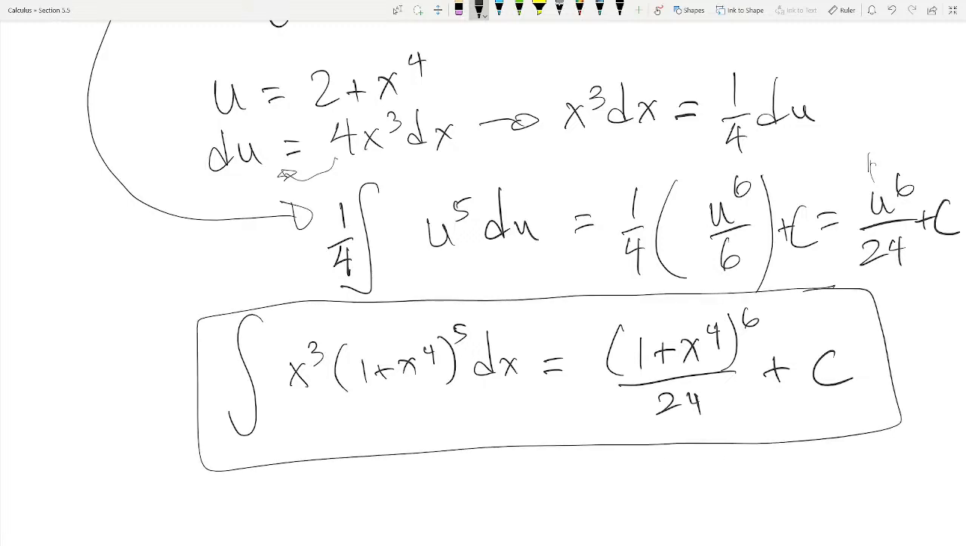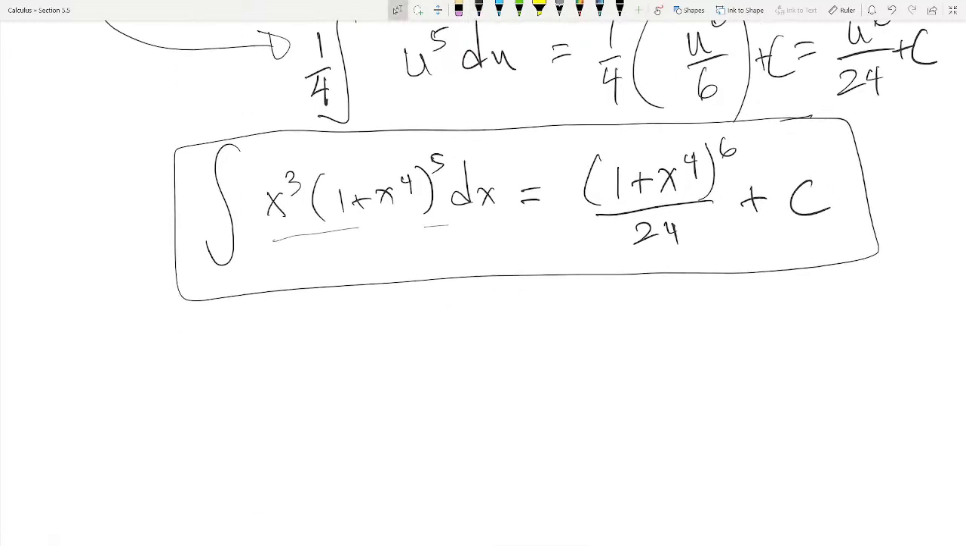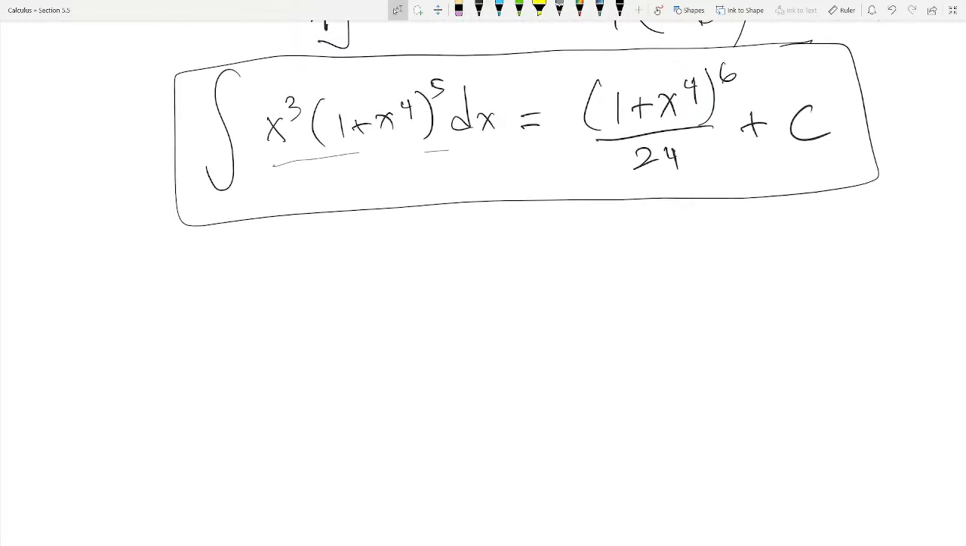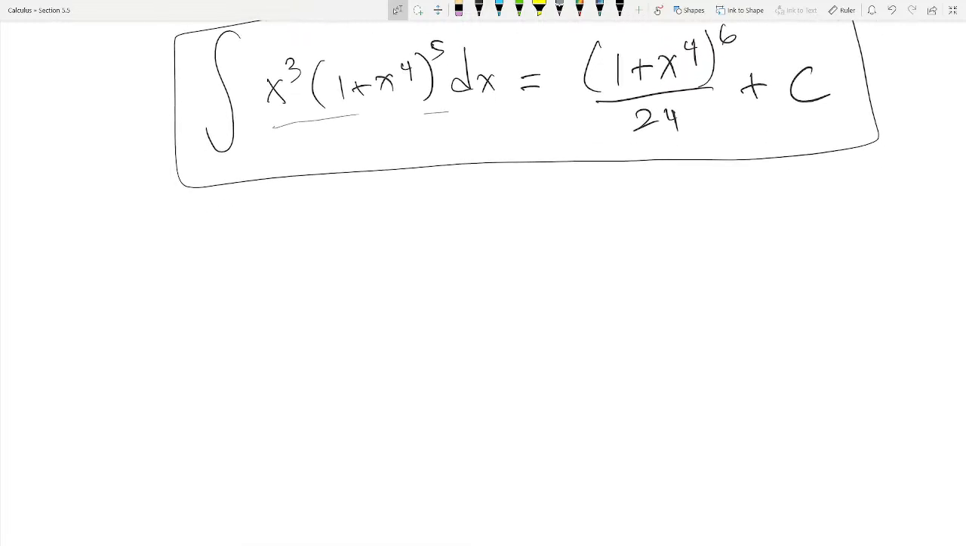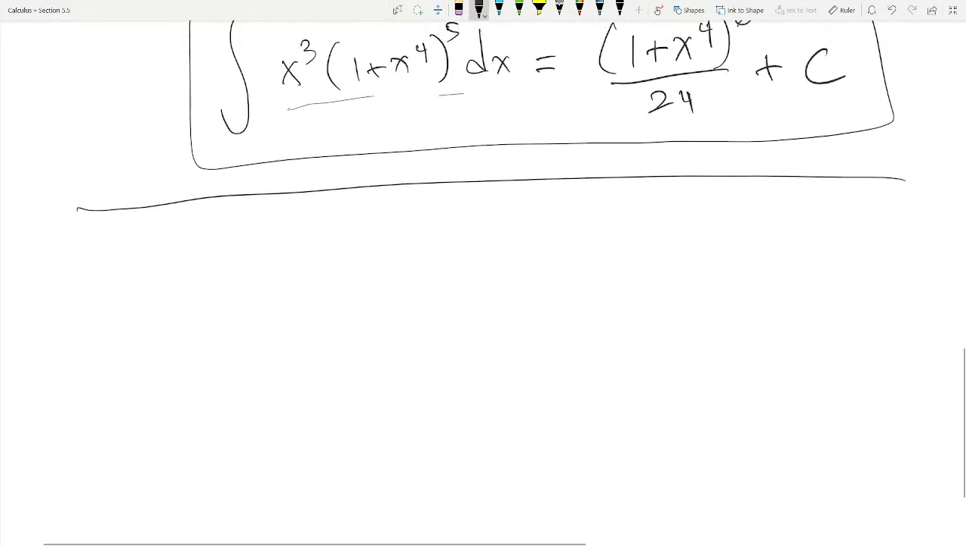And it would be a good idea, if you're new to this, to take the derivative of this answer and see if you get back to the thing in the integral. This is called the integrand there. The x stuff inside the integral is called the integrand, or the function inside the integral. Okay, so go ahead and do that if you are new to this, or even if you're not. It's always a good idea to double check, practice your derivatives.